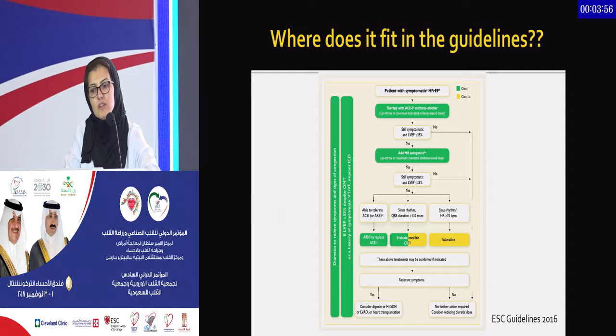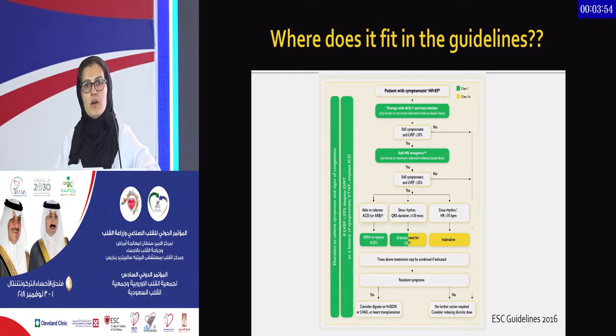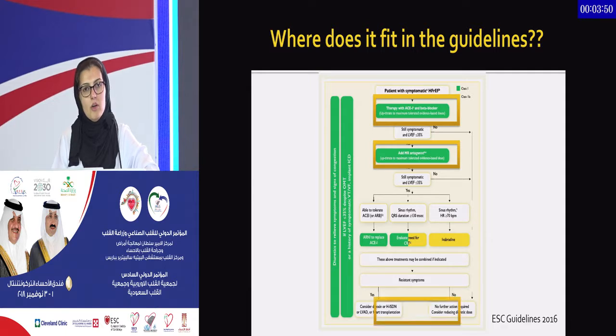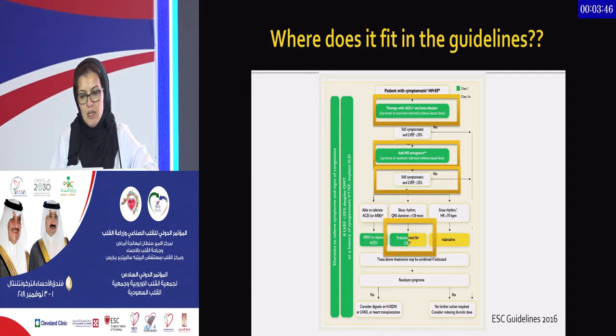So where does this fit in the guidelines? The guidelines say if you have symptomatic patients with HFrEF, give ACE inhibitors, beta blockers, mineralocorticoid receptor antagonists. If they still are bad, look at their QRS along with other things, and if the QRS duration is wide, consider putting in a CRT.